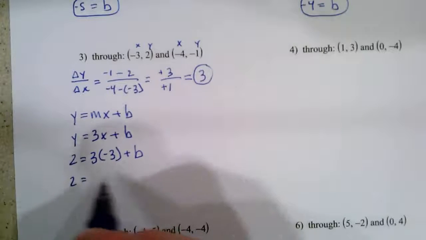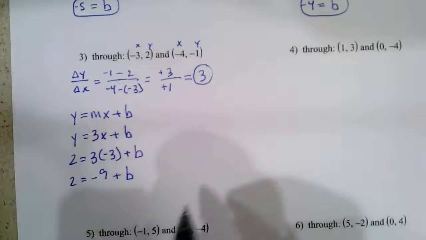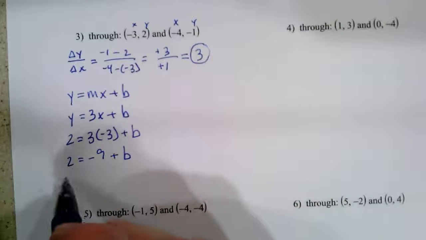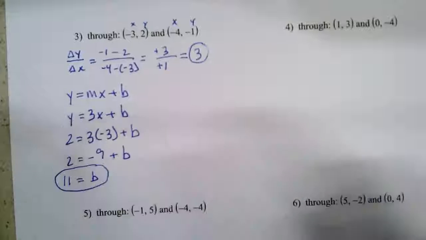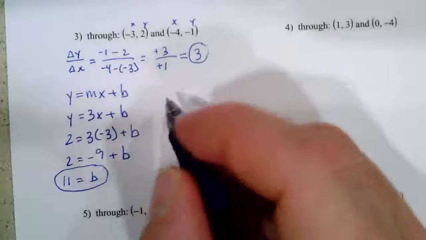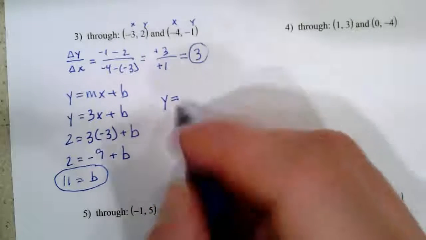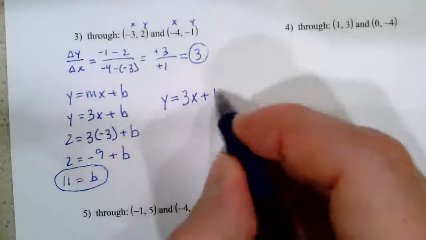So let's see. 2 equals 3 times negative 3 is negative 9 plus b. We're going to add 9 to both sides. 2 plus 9 is 11 equals b. There's our y-intercept. So our equation here, y equals, our m is 3x plus b, which is 11.